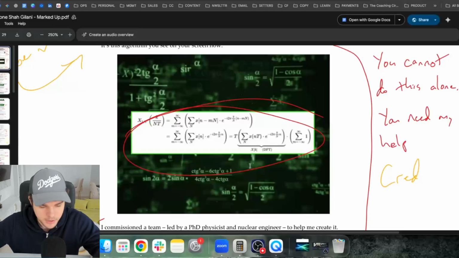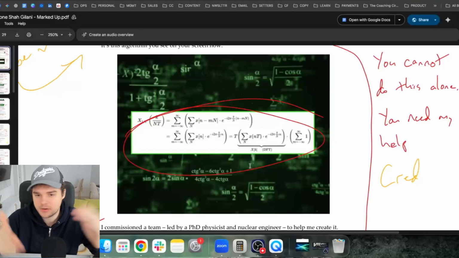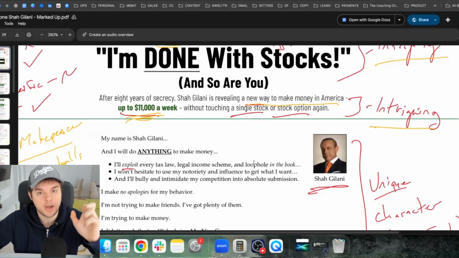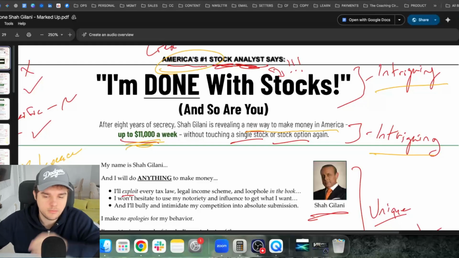So it builds up credibility, but it also helps you to stand out, right? Because I haven't seen this before. This is completely unique. I cannot compare this with any other financial newsletter, right? I cannot compare this because it's completely unique. And I'm going to show you some more examples as well.